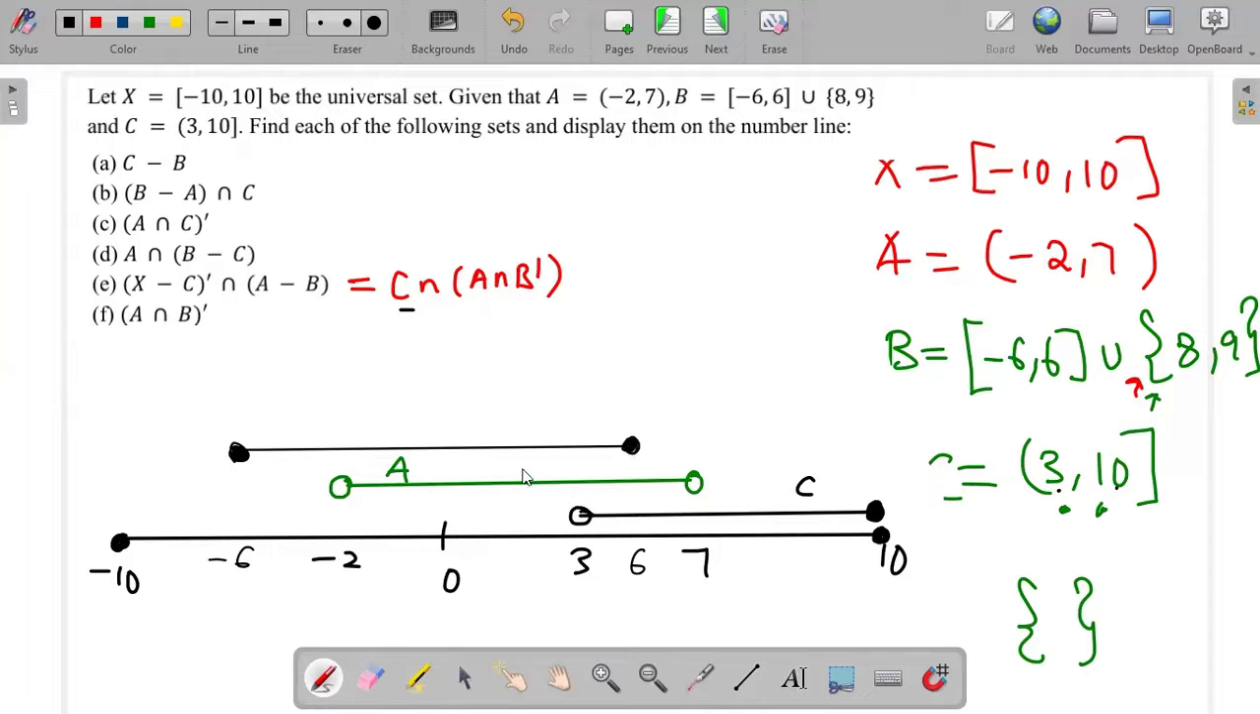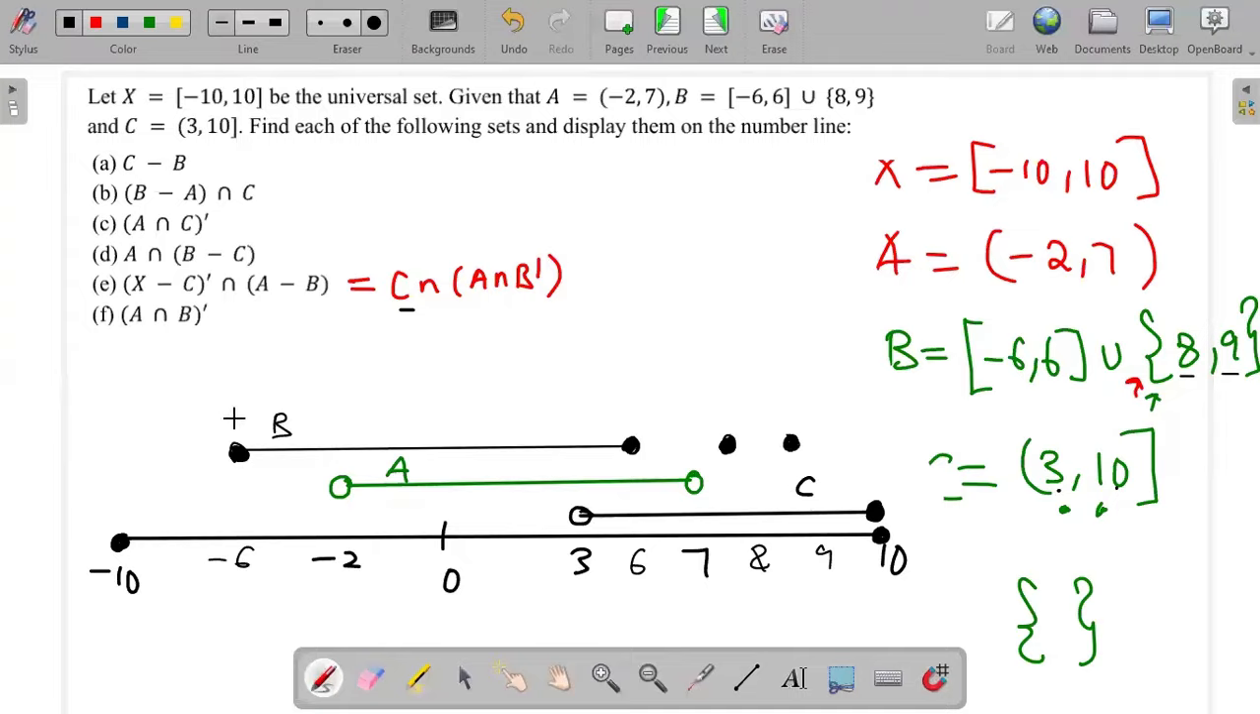But is that all for the B? The answer is no, because for B we also have the union of 8 and 9. So there should be 8 somewhere there and 9. The 8 is actually a part of set B, and the 9 is also a part of set B. So that is my set B: this whole thing, and then 8 and 9. All right, now we're just interested in the complement of B.